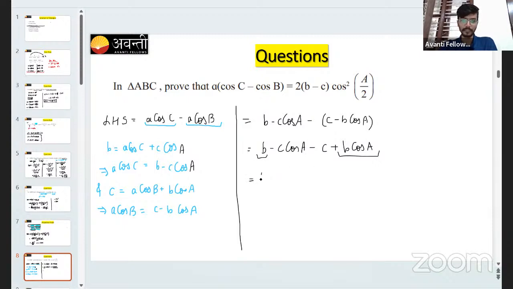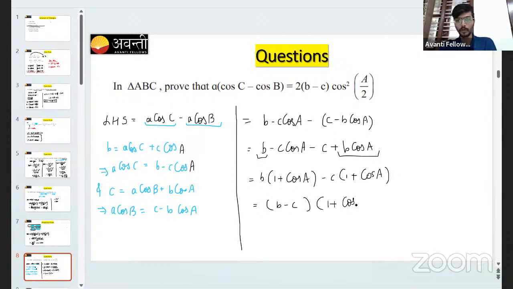So if I take common B, I'll get 1 plus cos A. Similarly, minus, from here, taking common, what will we get? 1 plus cos A. So if I take 1 plus cos A common, I'll get B minus C into 1 plus cos A. What is 1 plus cos A? It is 2 cos square A by 2. As you can see, which is equal to RHS. Hence proved.